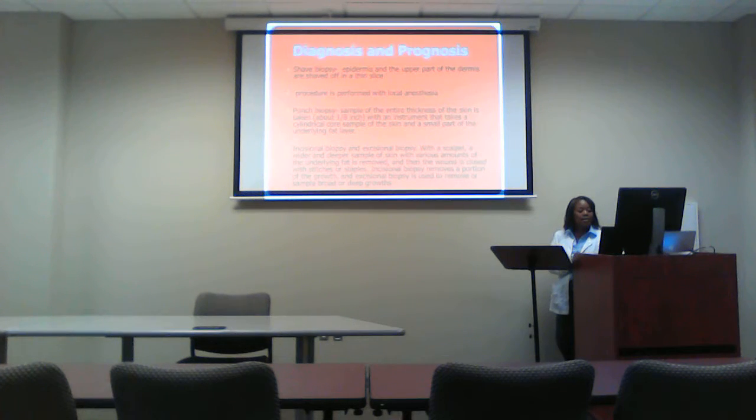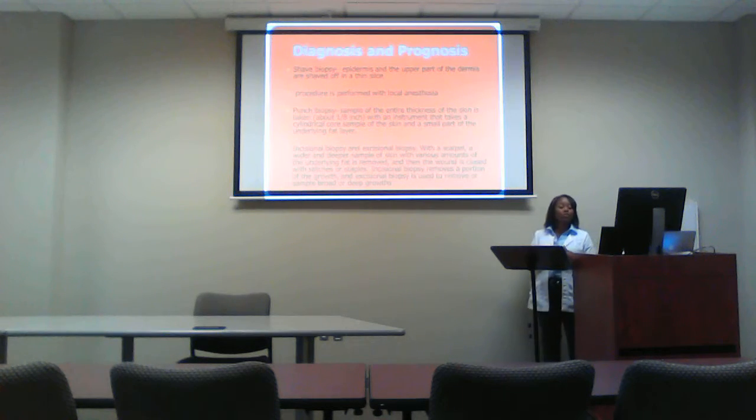Incisional biopsy and excisional biopsy. With the scalpel, a wider and deeper sample of skin with various amounts of underlying fat is removed, and then the wound is closed with stitches or staples. Incisional biopsy removes a portion of the growth, and excisional biopsy is used to remove or sample broad or deep growth.